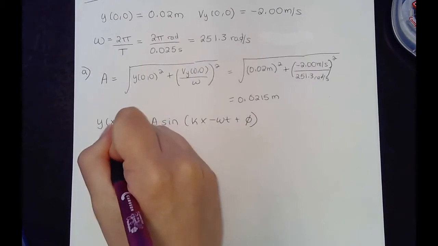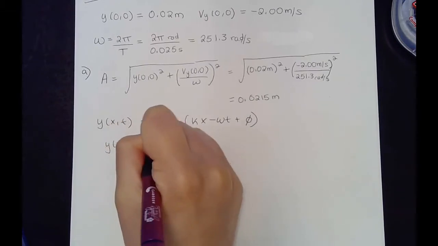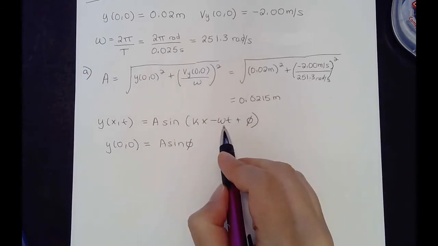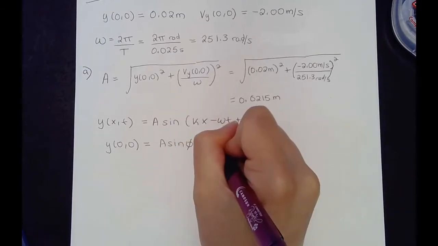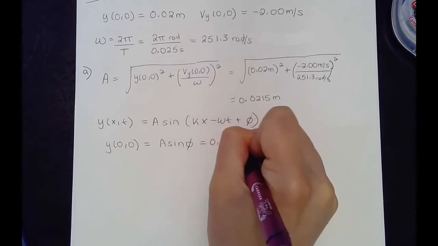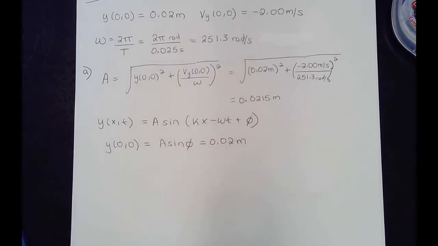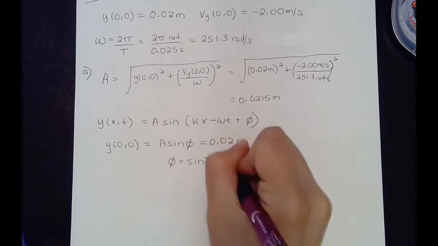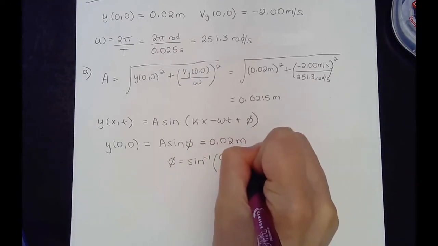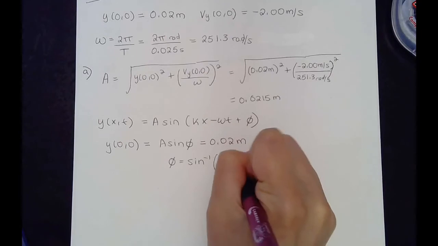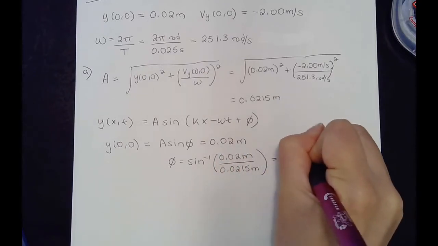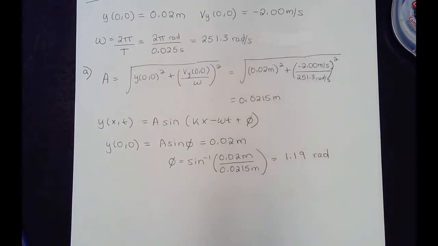And then that means that y(0,0) equals A sine phi, putting both x and t to 0, and we want that to equal 0.02 meters. So we can solve for phi here. Phi will equal sine inverse of 0.02 meters over A, 0.0215 meters. And make sure your calculator is in radians, and you should get 1.19 radians.